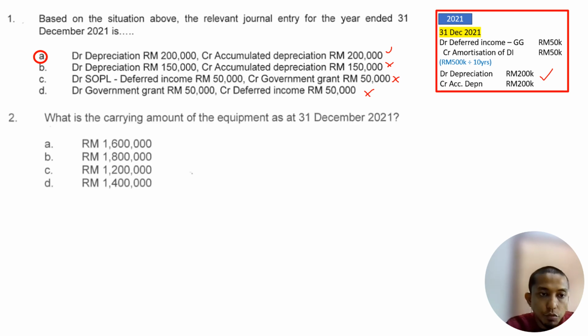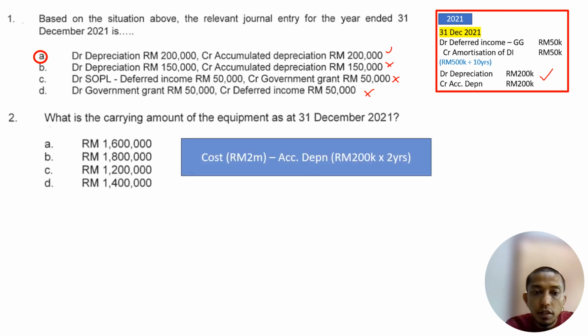Next question. What is the carrying amount of the equipment as at 31st December 2020? To get the carrying amount, it is cost less accumulated depreciation. Cost is 2 million. Accumulated depreciation is 200,000 for year 1 and year 2, 2021, the second year, so we multiply by 2 years. 200 times 2 is 400,000. So 2 million less 400,000 gives us 1.6 million, or 1,600,000.